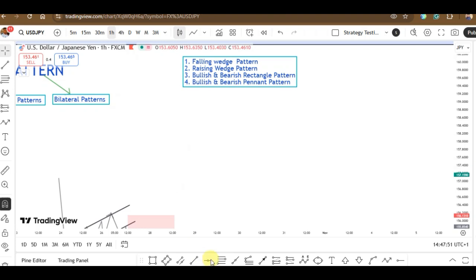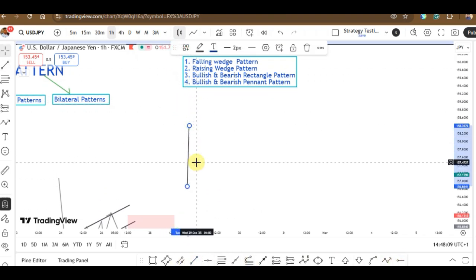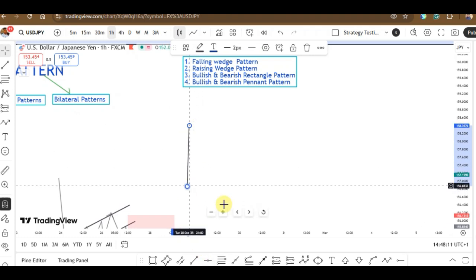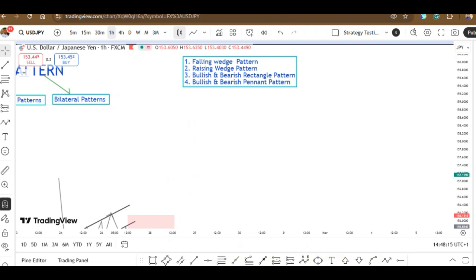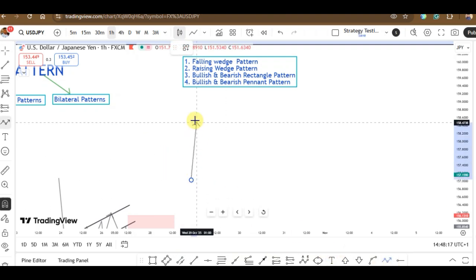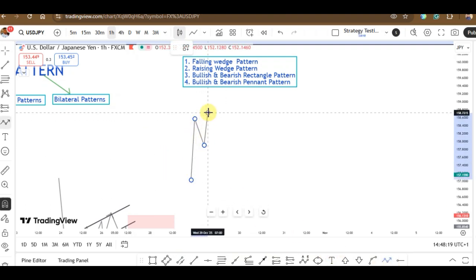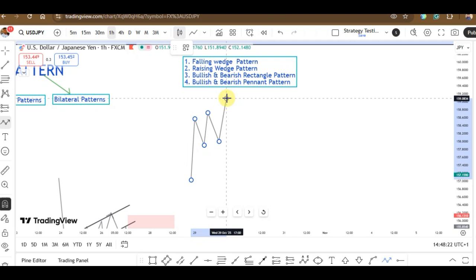So the bullish rectangle pattern, you'll be seeing it very well on your chart, especially the falling wedge and the rising wedge. You always see it on your chart, same as this bullish and bearish pattern. So with this bullish pattern, you see price moving in an uptrend like this, creating highs, going higher.